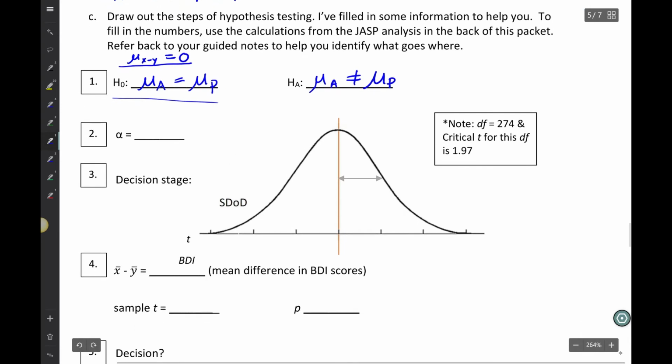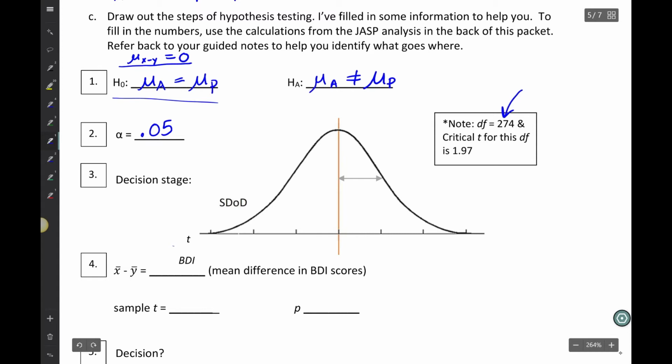Now, step 2, we want to identify our alpha level. In this class, we are always using 0.05. For step 3, we want to set up our decision stage. So this is the S-DOD. So this is looking at the difference between the two means, right? Like this mean difference. So let's see here. Our decision stage, note degrees of freedom. I gave you this hint because we're not going to look it up. Critical T for this is 1.97.